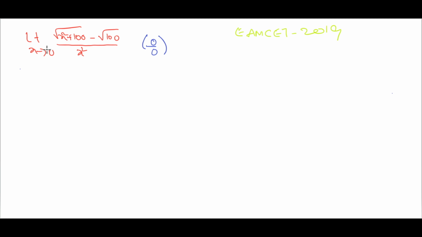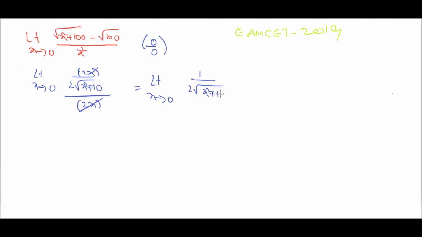So take differentiation, that is limit x tends to 0, square root of x square plus 100 derivative, that is 1 by 2 root x square plus 100 into 2x, by x square derivative 2x. The 2x is cancelled, that is equal to limit x tends to 0, 1 by 2 into root over x square plus 100, x tends to 0, that is 1 by 2 root 100, that is equal to 1 by 20, 1 by 20 is equal to 0.05.